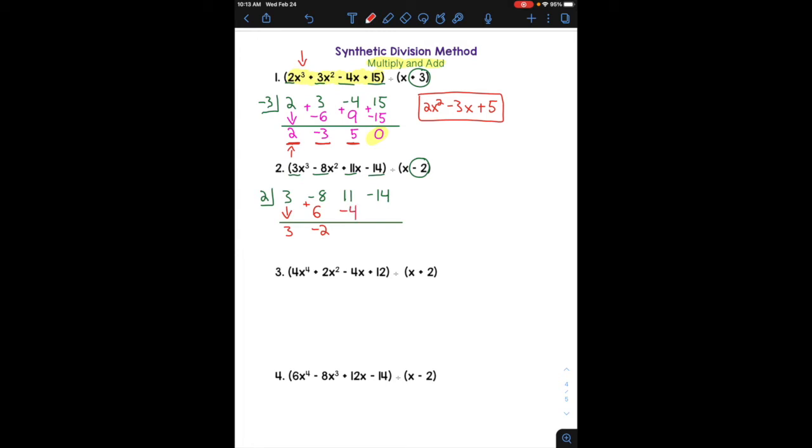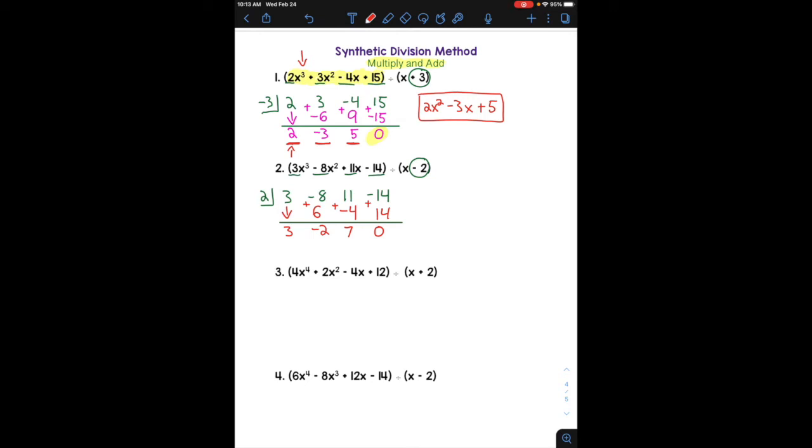11 and negative 4 will give us positive 7. 7 times 2 is 14. Add vertically straight down, we get another remainder of 0, meaning that the polynomial will divide evenly, or is divisible by the binomial x minus 2.